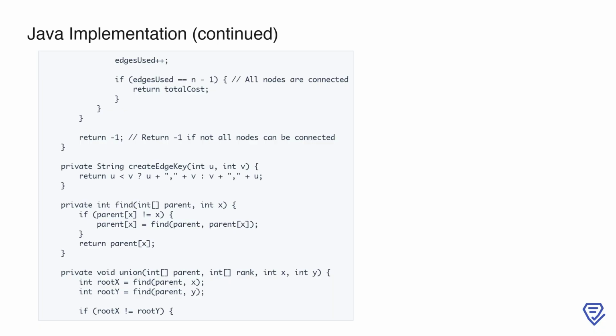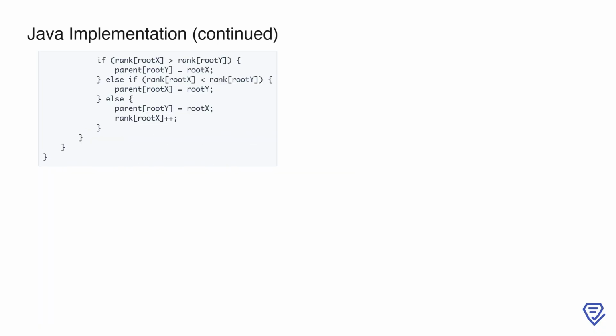The find method performs path compression to efficiently locate the representative parent of a node, helping to speed up union-find operations. Finally, the union method merges two components by attaching the smaller tree to the larger tree based on their ranks. If the ranks of both components are equal, we arbitrarily choose one as the new root and increment its rank. This rank-based union ensures that the tree remains balanced, which optimizes the performance of the union-find operations. With these helper methods in place, Kruskal's algorithm can efficiently construct the minimum spanning tree, ensuring that the graph is fully connected at the minimum possible repair cost.